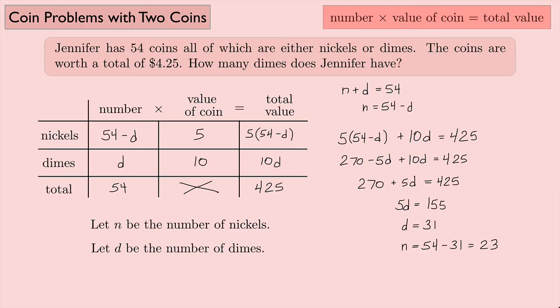Let's do a quick check just to make sure this works. So I have 31 dimes, and each dime is worth 10 cents, plus I have 23 nickels, and each nickel is worth 5 cents. And if I do this on a calculator or I do it out, I do indeed get $4.25. Okay, let's look at another example.